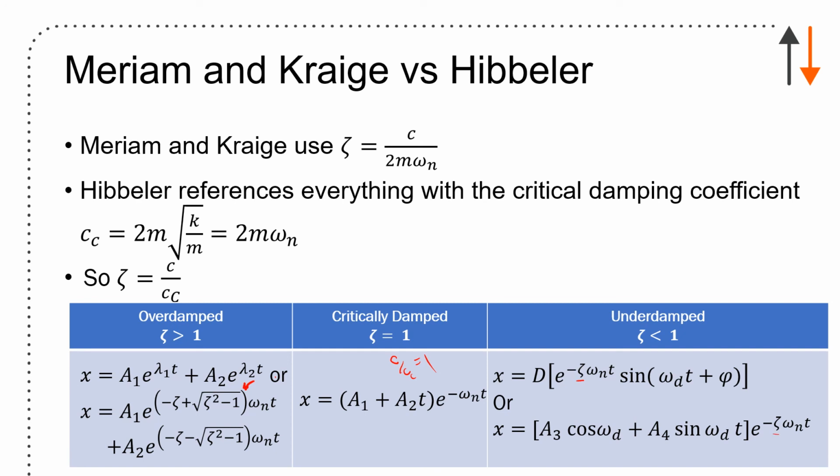In terms of preference, I'm actually happier with zeta because I think it's easier to use and it makes more sense. But different textbooks, again, different approaches, and I suspect at some point in the future I'll have Meriam and Kraige versus Hibbeler versus someone else. There are a lot of really good textbooks out there, and you can't go wrong with any of them. The main challenge is using specific relationships from one textbook in another.